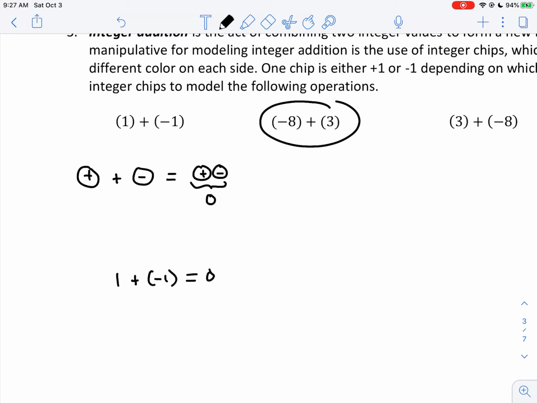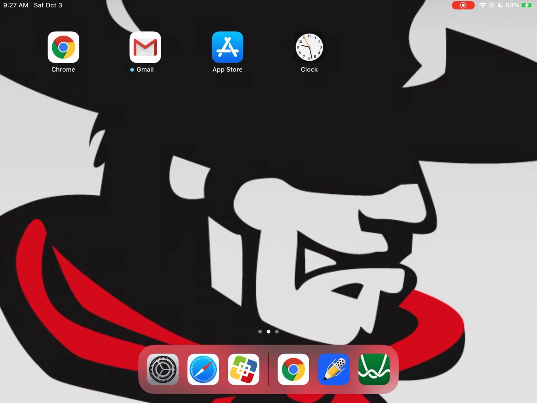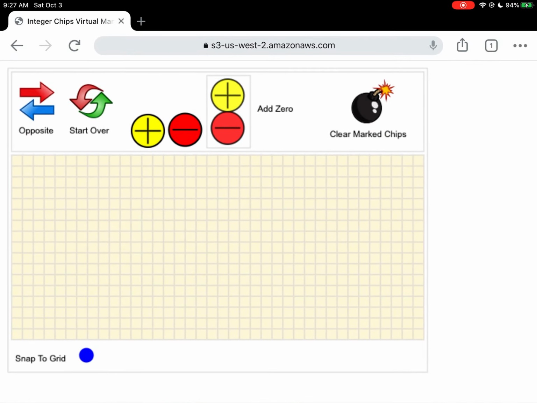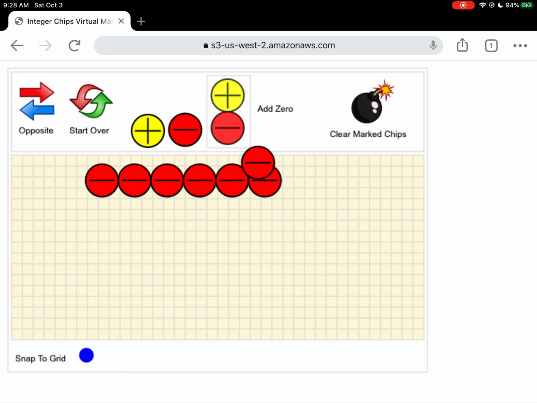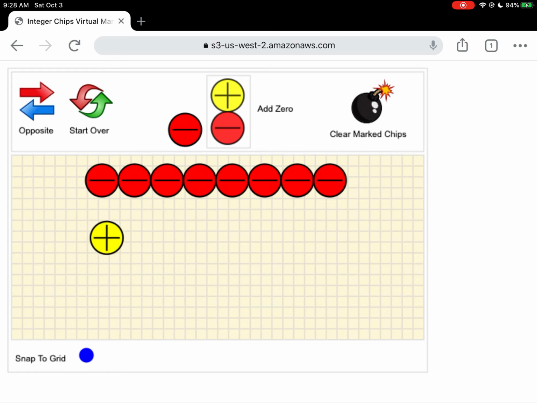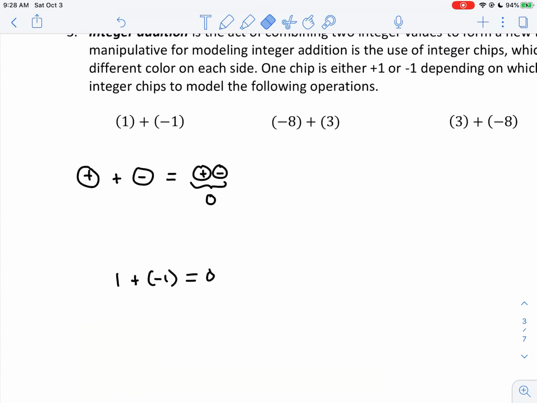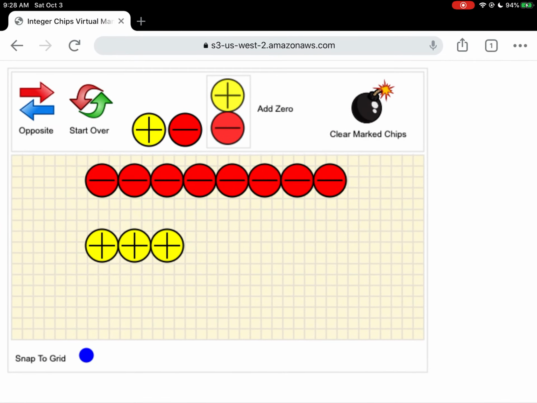Okay, let's do something: negative 8 plus 3. Let's go back to the virtual manipulative, negative 8 plus 3. So I'm going to do a representation of negative 8. So I need to have 8 debts, essentially. It's like I owe someone $8. There it is. I think I have negative 8. Then I'm going to do a second number that's going to be positive 3. There we go. So I have positive 3 on the board. Let's make sure those are the numbers. Yeah, negative 8 and positive 3.